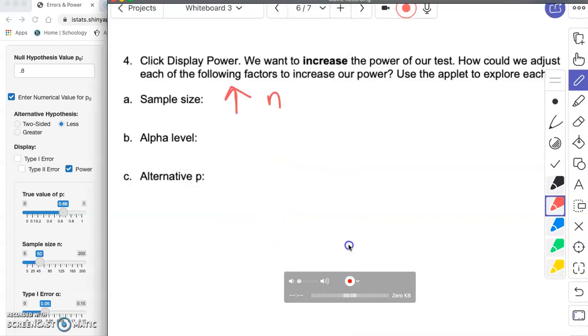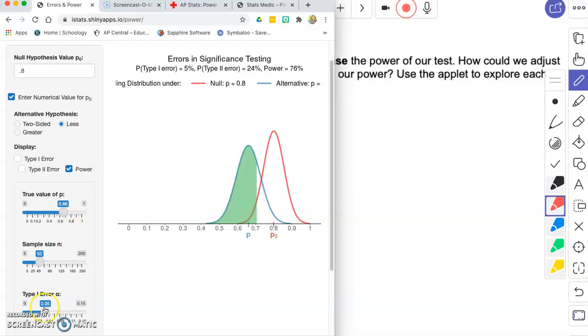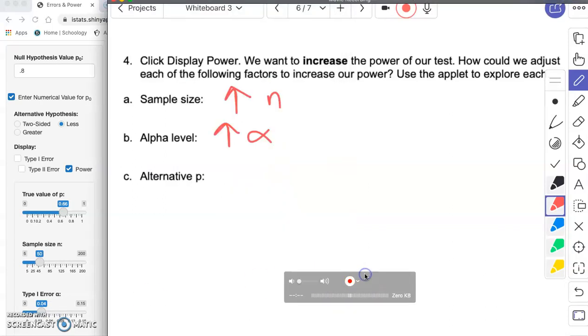All right, so next we are told to look at our alpha level. Well, that's our rejection region. So if I made my rejection region bigger, the power of my test would go up, but I'm also increasing the probability of a type 1 error. So there's a trade-off here. So increasing my alpha level, just click over here so you can see that, increase alpha will increase power. Remember, I'm looking at how do I increase power.